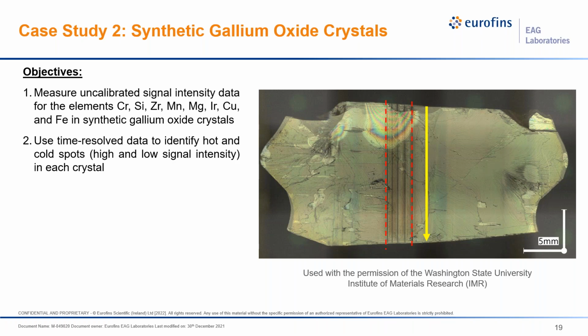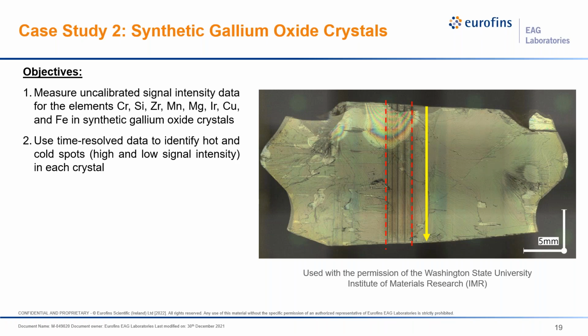We measured uncalibrated signal intensity for the elements chromium, silicon, zirconium, manganese, magnesium, iridium, copper, and iron in synthetic gallium oxide crystals like the one pictured. And second, we used that time-resolved data to identify hot and cold spots, or areas of high and low signal intensity in each crystal.